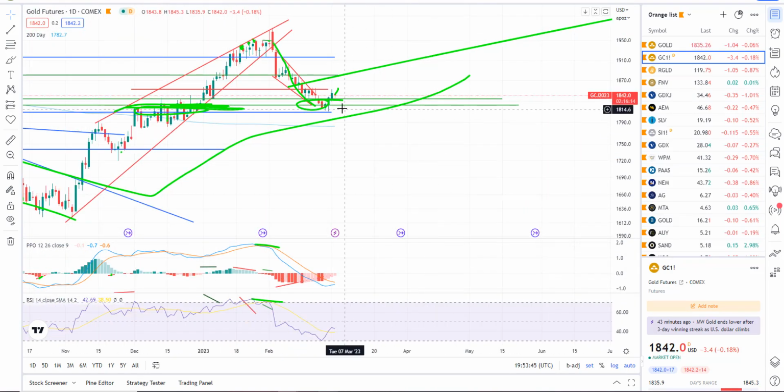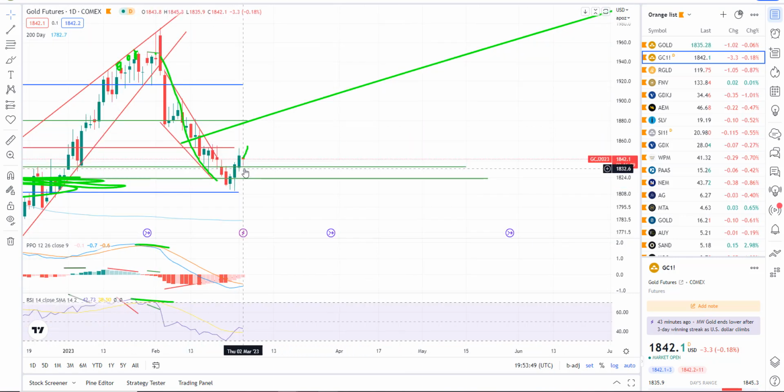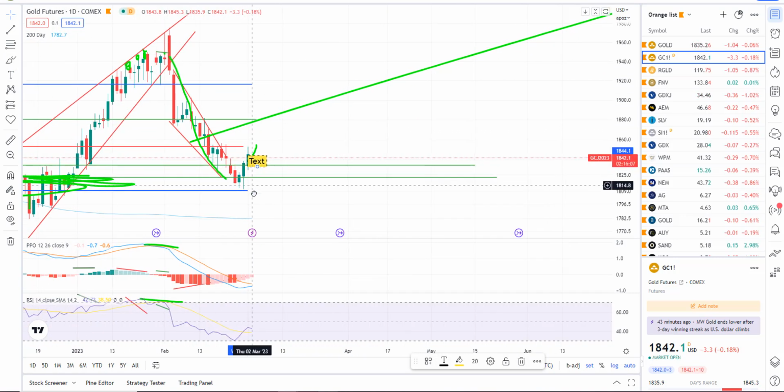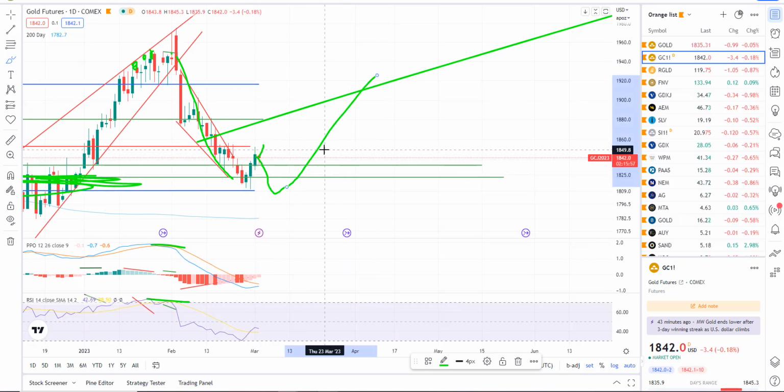If I roll back to the daily, and this is the gold futures, it's completely possible that gold comes in and does a divergent low. Something like that, makes a new marginal low, still holds that support for the most part, and then rallies. That's possible, so be prepared for that.